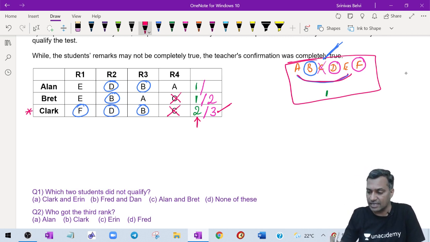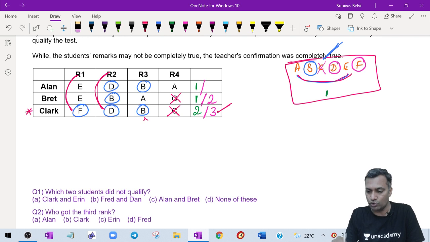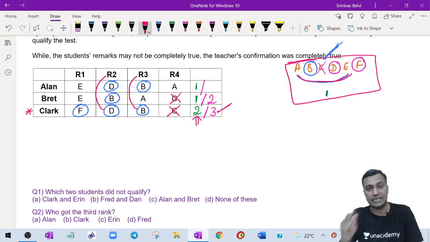In how many ways can that happen? It can happen like this. He might have got this and this correct. In a sense, the first rank is F and the second rank is B, but B is not the third rank. Therefore, B should be in the fourth rank, and the other person should come and take the other place. That could be one particular case. The second case is D got the second rank, and B got the third rank, because two of them should get the exact rankings, between these three.